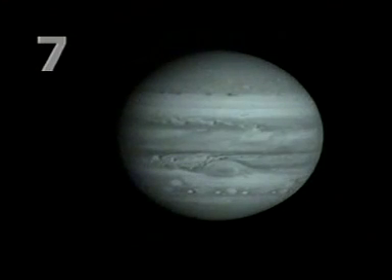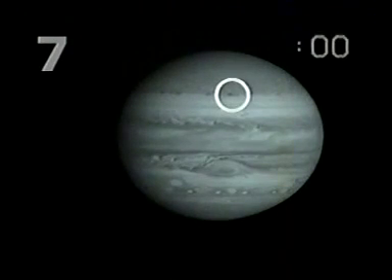Mark the position of the ringed spot, and also mark the width of Jupiter at the same latitude. Now mark the width of Jupiter at the equator. Also note the time on the clock at the top of the screen. I'll run the sequence in a few seconds.